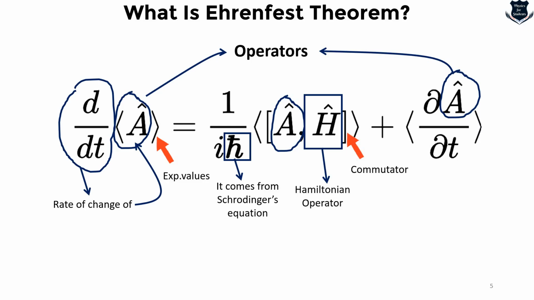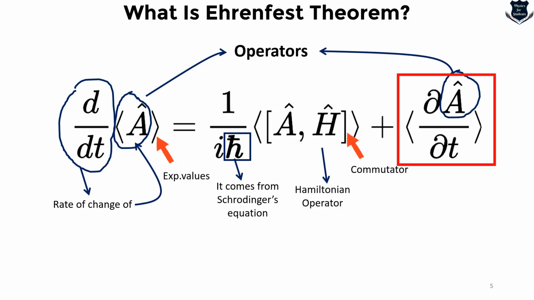Now also you can see there are square brackets. There are angular brackets which are expectation values, and the square brackets are commutators. And this part, partial of the operator upon partial of t, tells that A explicitly depends on time, and this term accounts for the dependence. So if A does not explicitly depend on time, this term would be 0. We will come to that later.